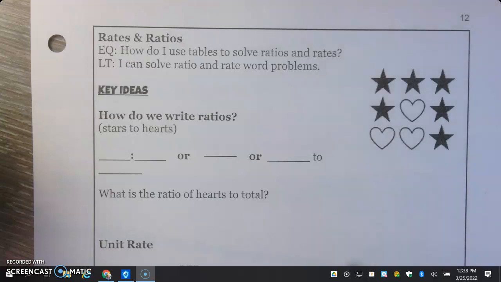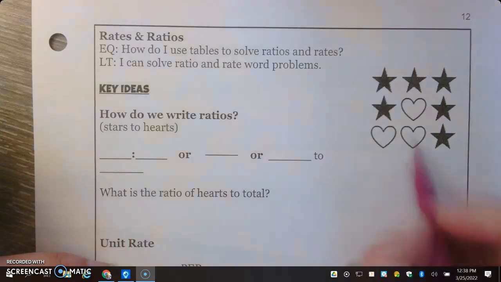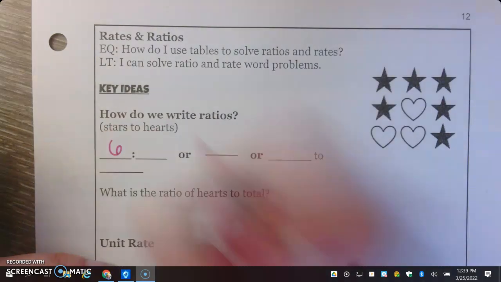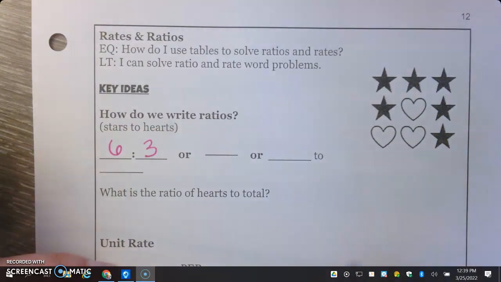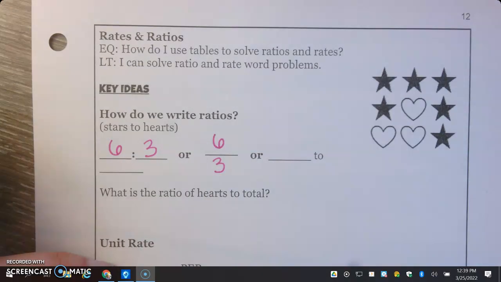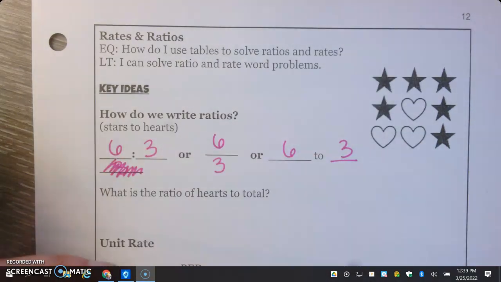Okay. First key idea, how do we write ratios? Okay, so in parentheses I put stars to hearts. So that's what we're going to show, these 3 different formats. So first thing, you can use 2 dots, and we call that a colon. Using this image over here, I want to write stars to hearts. So how many stars do I have? 1, 2, 3, 4, 5, 6. 6 to how many hearts? 3. We could also write it as a fraction. So you put the first number, stars, on top, 6 over 3 hearts. Or we could just write 6 to 3. Now it's going to look more like that when you write it. This just didn't print very well. So these are the 3 different ways that you can write ratios.